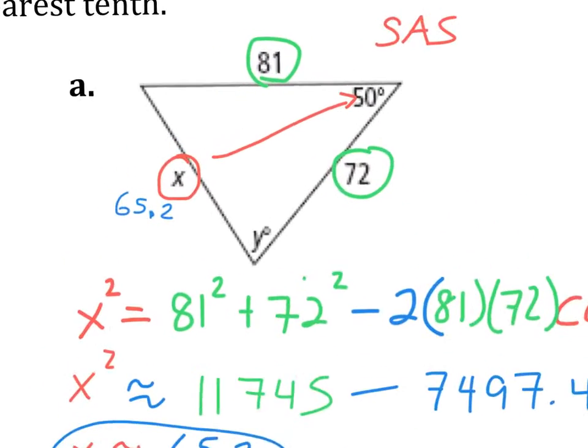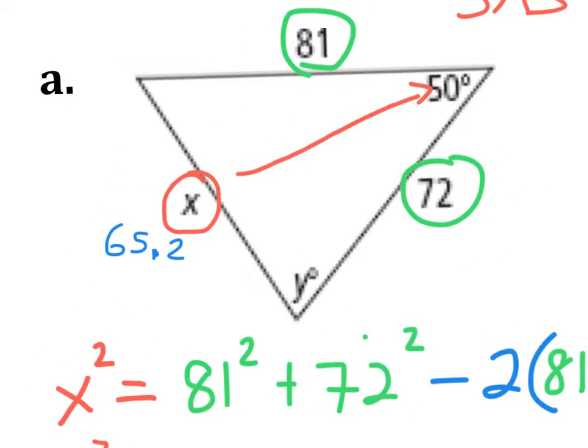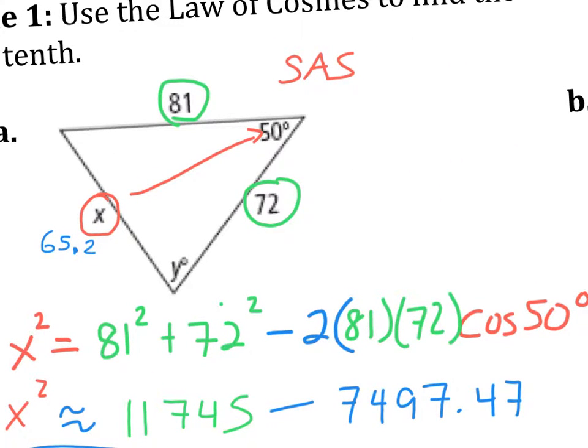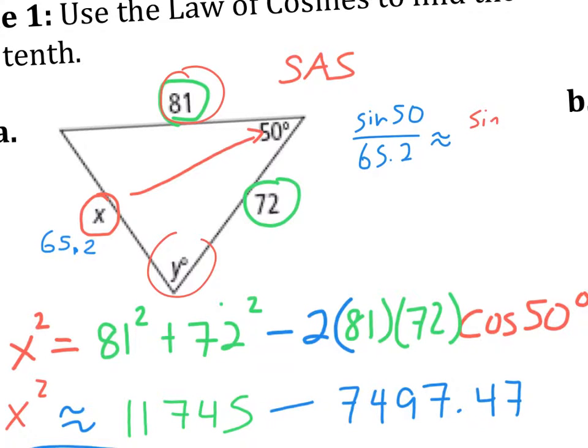Now once we have that, 65.2, we don't have to use the law of cosines anymore. Now I have an approximate scale set up here, so I can use the law of sines and set it up like so. I can say the sine of 50 degrees over the sine of 65.2. I'm going to put an approximate value there because the 65.2 is an approximation. And I'm going to compare it with the 81 and the y. So this would be the sine of y over 81.